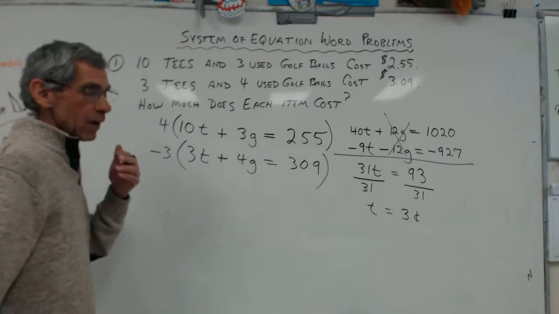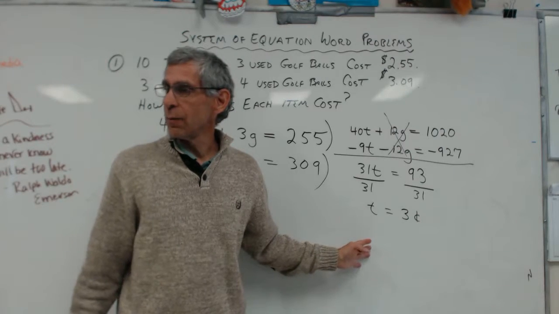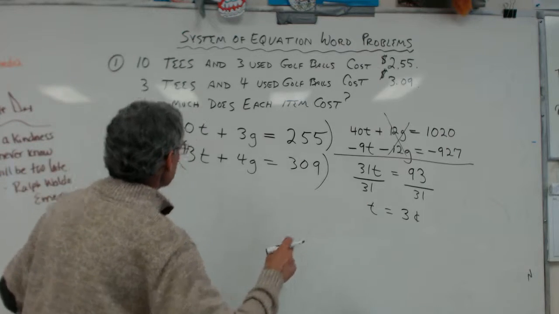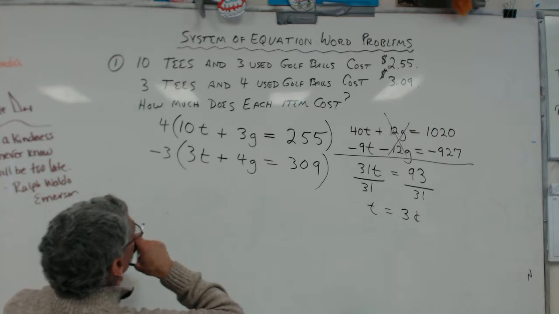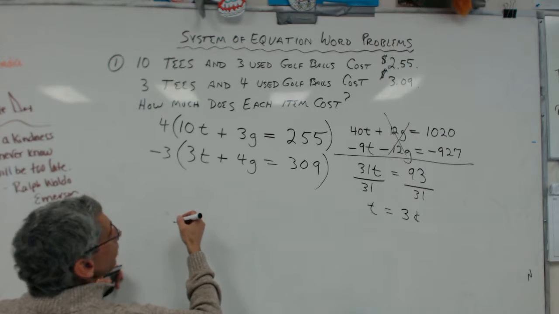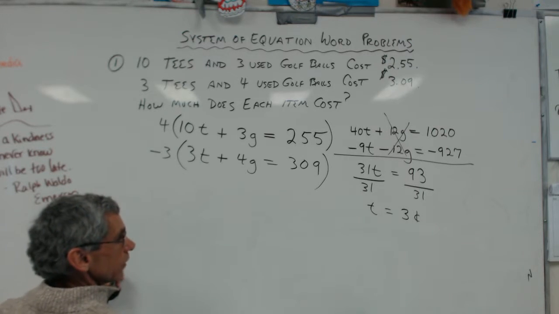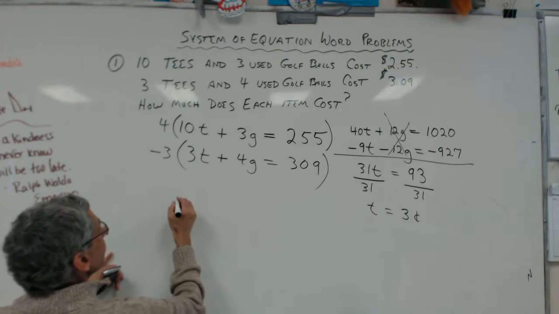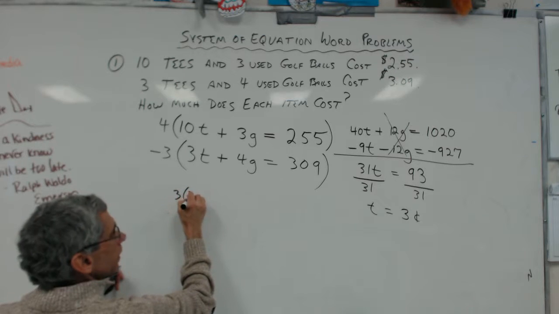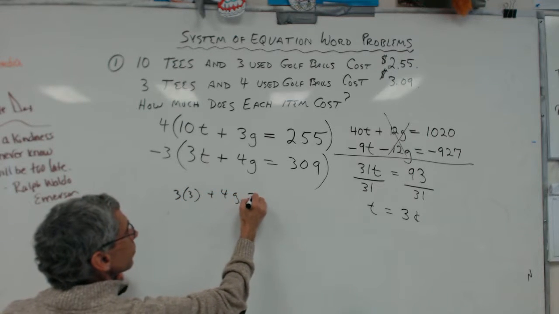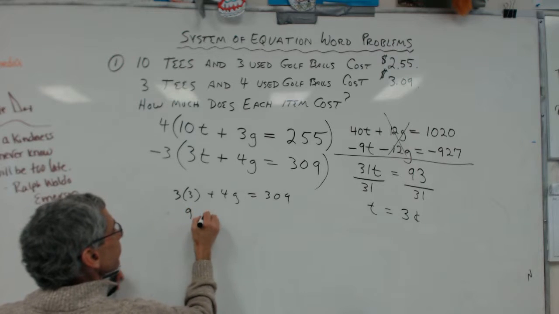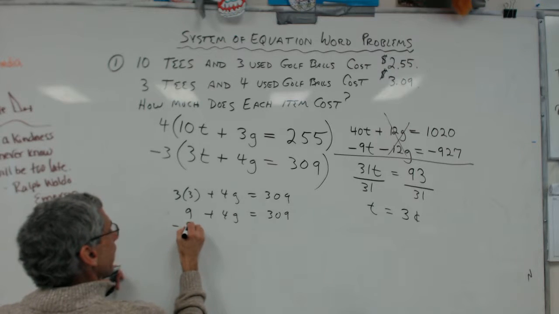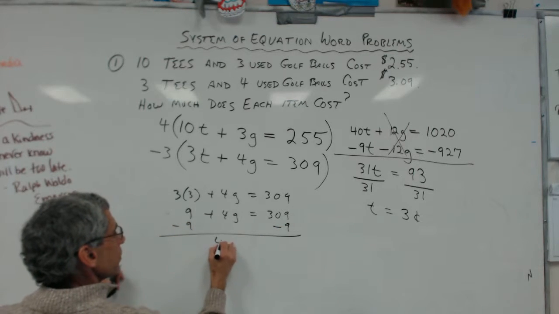Now, how do I find the amount of g, how much the golf balls cost? You substitute the t, where t is 3 cents. Which one should I substitute it into? The bottom one. That's fine. So 3 times 3 plus 4g equals 309. So 9 plus 4g is equal to 309. Subtract 9. I have 4g.